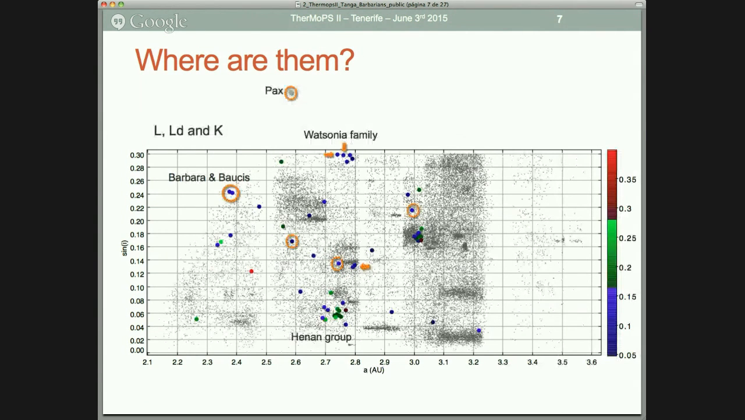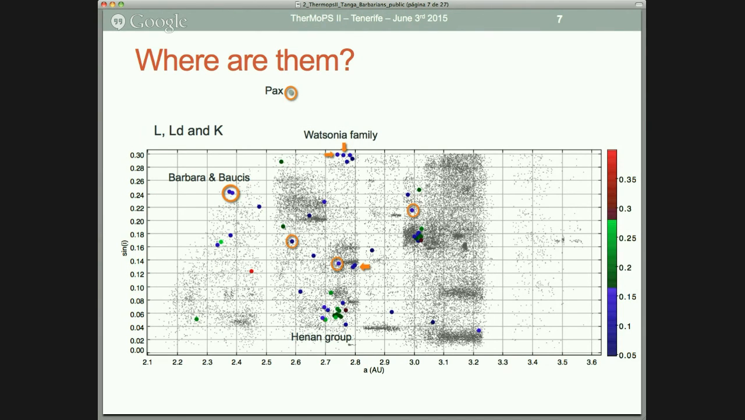Here you have the semi-major axis and the inclination, and basically you can find them nearly everywhere. The colored dots are the L, K and LD types by Bus, and the circles are known Barbarians. You have more suspect Barbarians here. You have the Hansa group, which is suspected to be Barbarian, but I will mention why they are suspect, because you have no direct polarimetry for many of these objects.